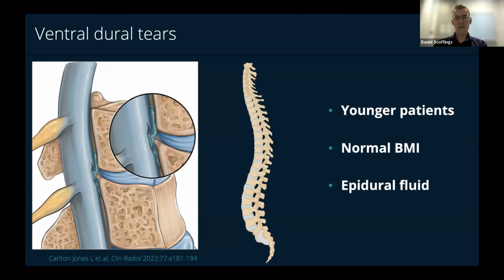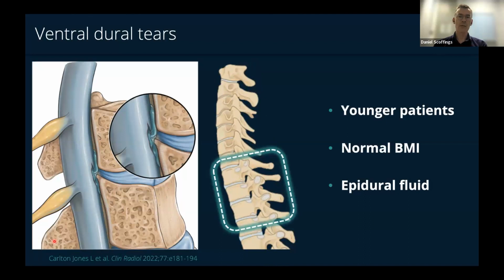These most often occur in the upper thoracic spine, and they're more commonly seen in younger patients who more often, compared to other patients with spontaneous leaks, have a normal BMI. And as we've said, because it's a piercing of the dura, you see epidural fluid.